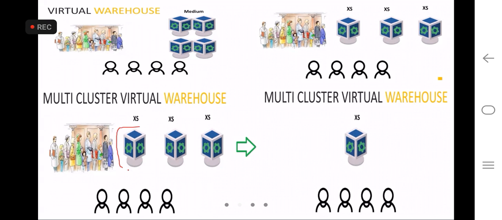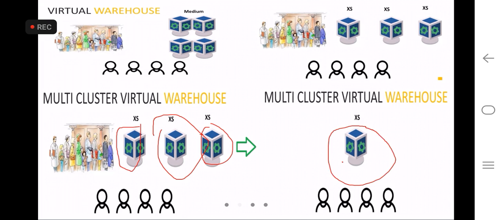Okay, so if I specify the maximum clusters of extra small as 3, and these 4 people are running queries using the same extra small warehouse, then it will divide based on the volume of the data and the volume of the queries running from the different users. Then it will split the same virtual warehouse size into 3, and at a time it will run 3 servers. And once the queries are processed, it will come down to a single virtual warehouse.